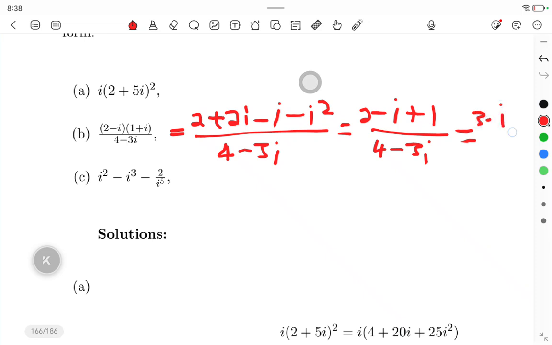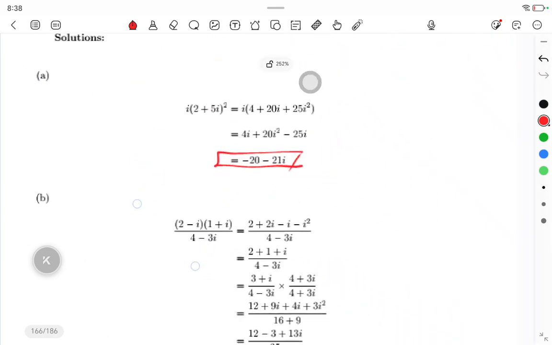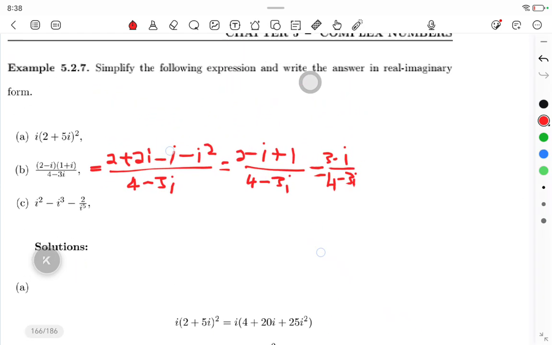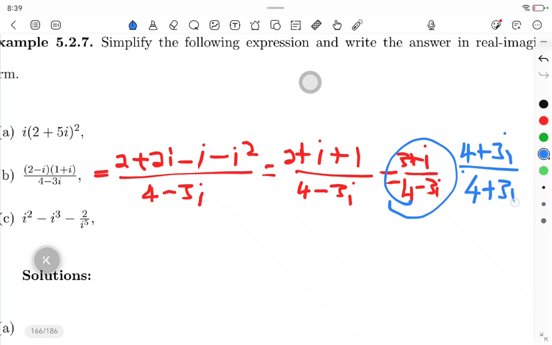After getting this one, we're going to multiply here by the conjugate. The conjugate of the denominator is 4 plus 3i. You see, right? And I remember I said that in the denominator it's better to say 4 squared plus 3 squared. Then for the numerator, you're just going to multiply like this: 4 times 3 is 12, plus 9i plus 4i plus 3i squared.